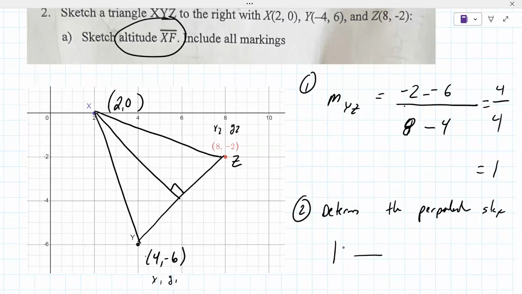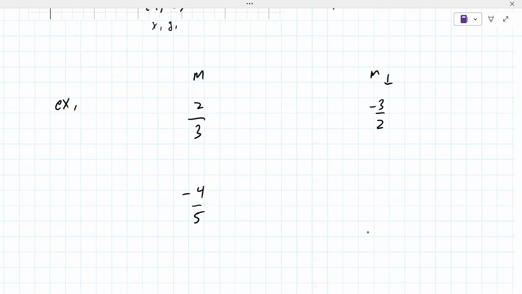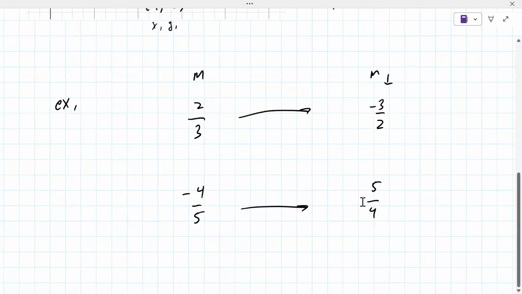So the question is, how do you go from 1 to its perpendicular? To do that, let's do a few examples here. If I give you the slope, let's say the slope is 2/3. The perpendicular is -3/2. Let's say the slope is -4/5. The perpendicular is 5/4. Do you see the pattern? What is the pattern to go from the slope to its perpendicular slope? You're flipping it and negating it. If it's already negative, it becomes positive.